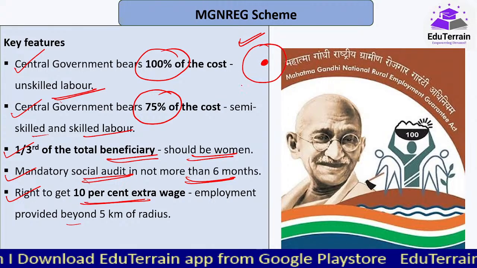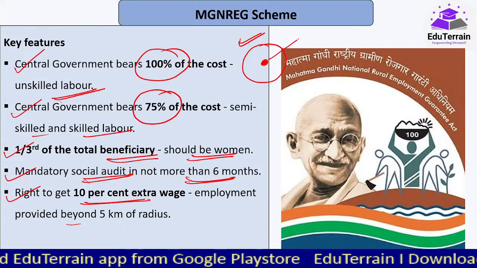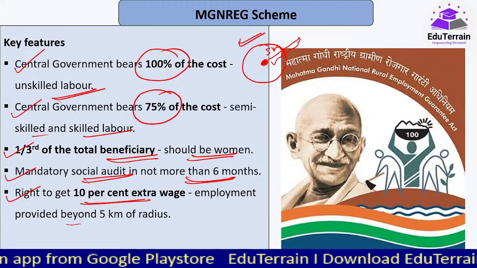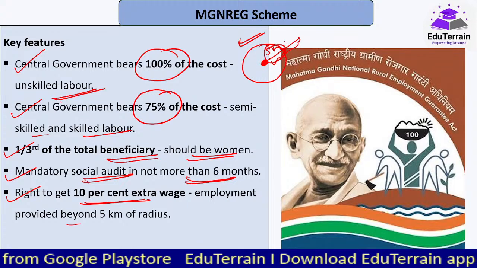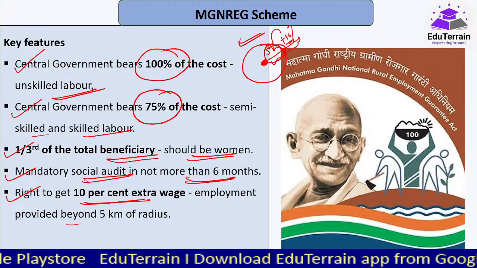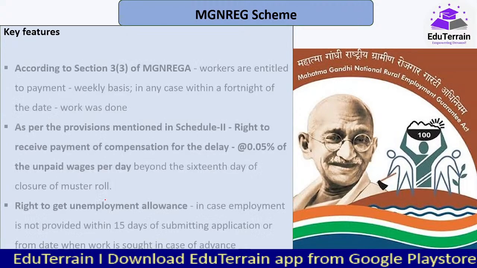When they enroll themselves for any work, the nodal officer who is looking into the allocation will see that the employment is provided to this enrolled person within 5 kilometers of the radius of their village. Okay, if it goes beyond 5 kilometers, then whatever wage they have decided, there would be plus 10% over and above that. So beyond 5 kilometers, 10% extra wage would be provided.